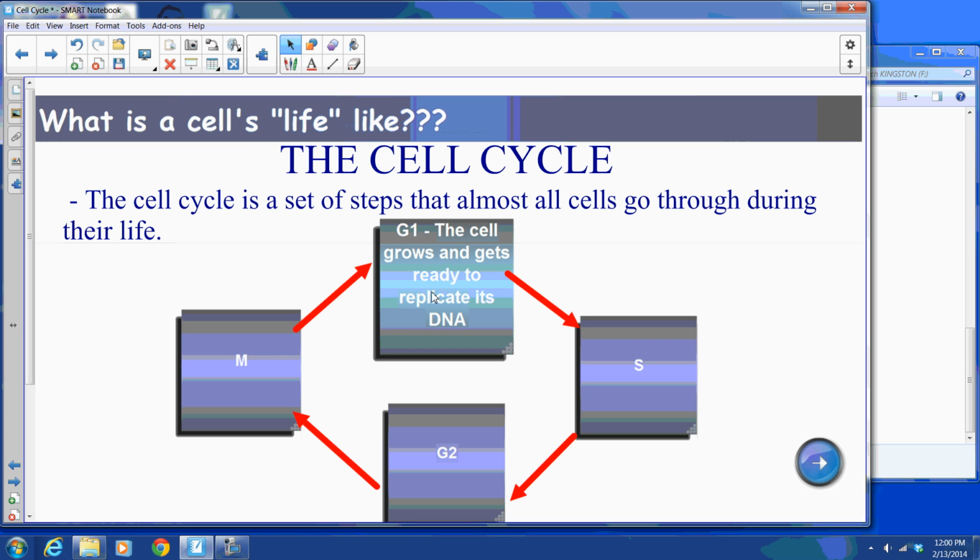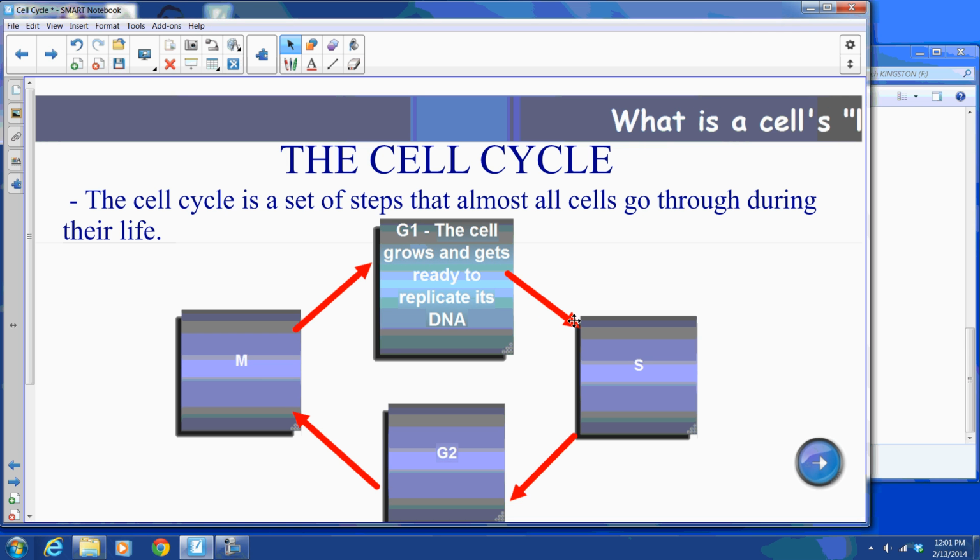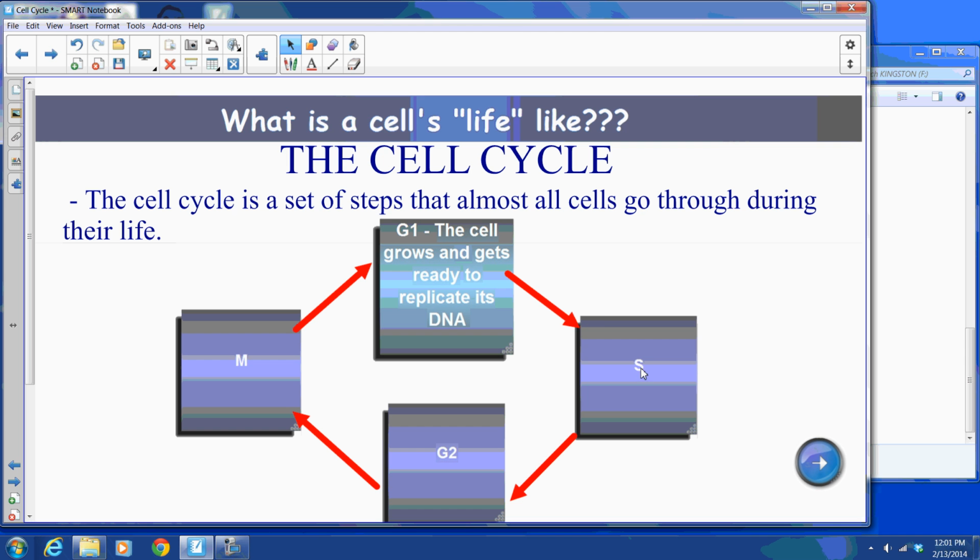And so in order for those two new cells to be fully functioning, healthy cells, they're going to need a full copy of the original cell's DNA. So in the growth phase, the G1 phase, the cell's going to grow, and it's going to get ready to copy that DNA. Right? So we move on from the G1 phase. Next up, you can see the arrow pointing. We come over here to the S phase, and so in G1 the cell grew and got ready to copy its DNA. So you can probably predict what's going to happen in this S phase.